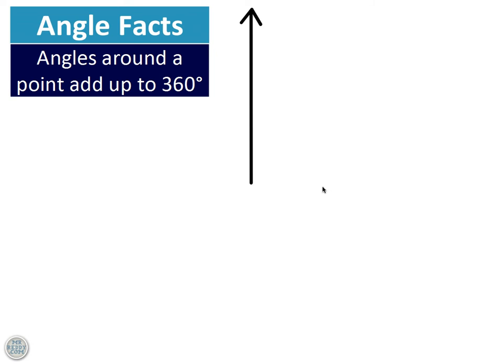Angle fact number 2. Angles around a point add up to 360 degrees. Let me use an example. Here is the head of somebody. We're looking down on top of their head and they are facing up the screen.